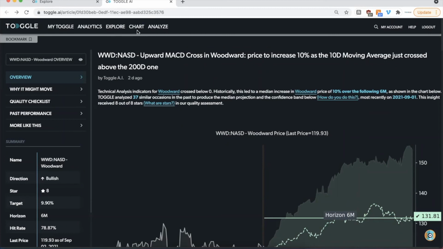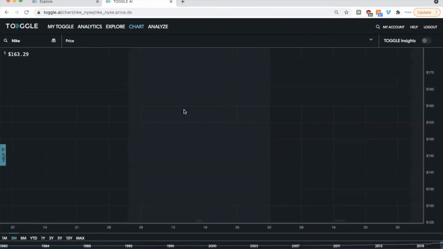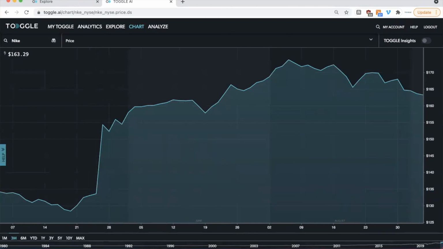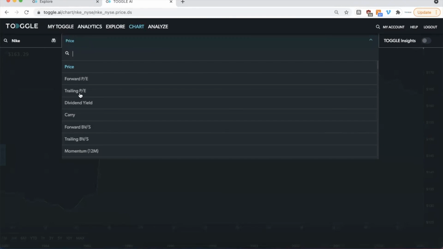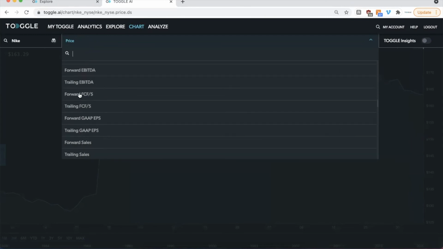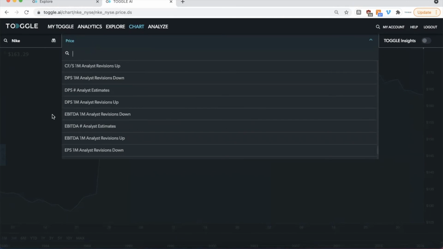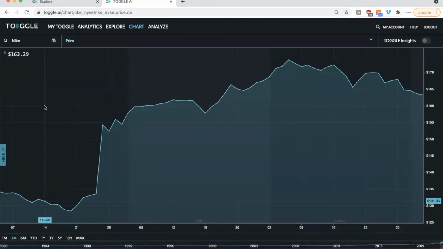So I think, yeah, let's just go through chart quickly. If you really like graphs, the charting function is really great for that. So we can put on, let's do Nike again. And here what you can do is, not only can you just plot the price, but if you click price and drop down, you can plot all the different indicators. Things like seasonality, trailing EPS, forward EPS, EBITDA, volume, in order to help you make better investment decisions, kind of guide you.